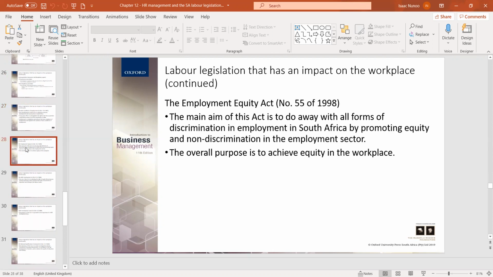We can also talk about the Employment Equity Act, which is mainly to do away with all forms of discrimination in employment in South Africa, promoting equity and non-discrimination in the employment sector. So here, the Employment Equity Act is supposed to remove all forms of discrimination, in terms of gender, in terms of race, or any form. Okay, so this is what this Act is basically for.